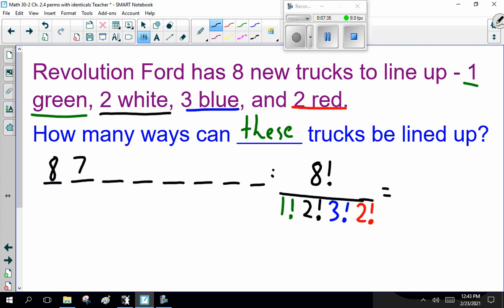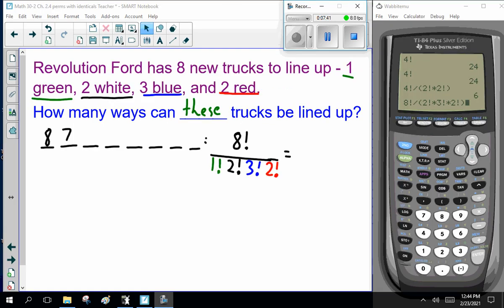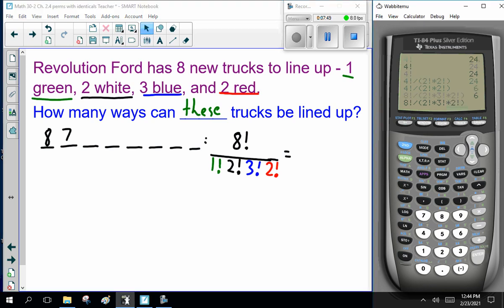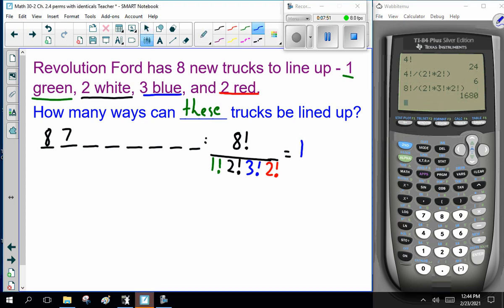I'm going to pause the recording. I want you to grab your calculator and tell me what this answer is. Okay? Okay. So when I grab my calculator and plug the numbers in, 8 factorial divided by 2 factorial times 3 factorial times 2 factorial, I get an answer of 1,680. Now there's no way you're going to calculate that and make that list. You have to be able to do these calculations.